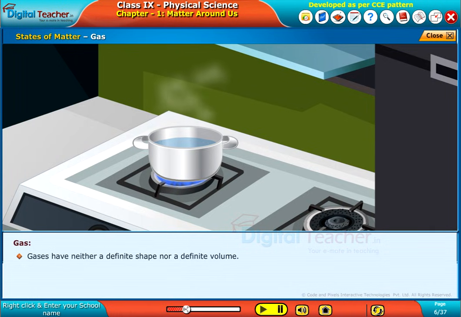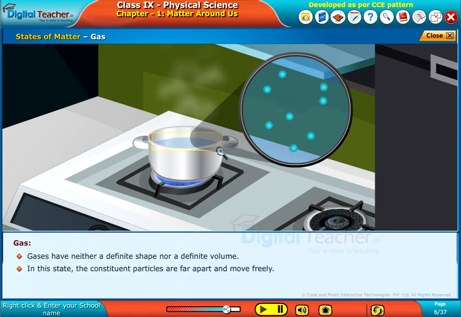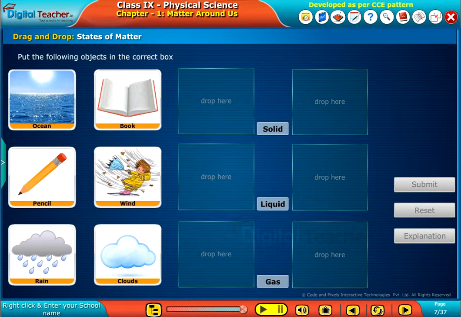Gases have neither a definite shape nor a definite volume. In this state, the constituent particles are far apart and move freely. Now, let us do a sample drag and drop exercise to check your understanding. Put the following objects in the correct box.